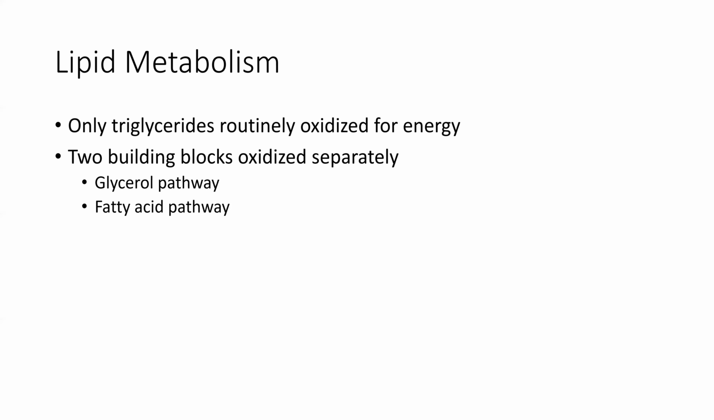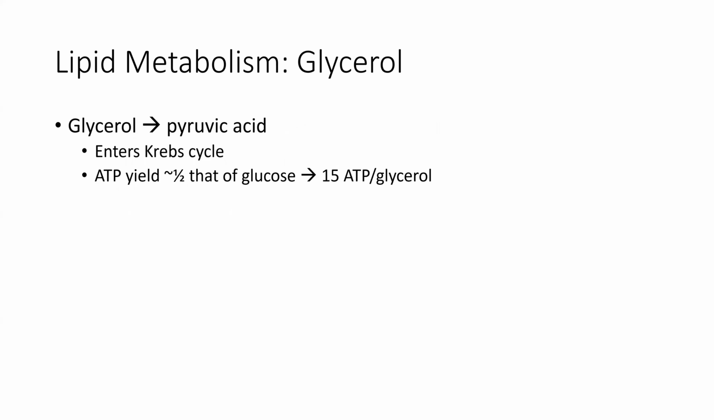Once we take the triglyceride and break it down into the fatty acids and the glycerol, now we have 2 separate pathways to eventually produce ATP using the energy stored within them. These are, of course, the glycerol pathway and the fatty acid pathway. The glycerol pathway is very simple. Glycerol and glucose are extremely similar molecules, so what we're going to do with glycerol is convert it to 1 pyruvic acid.